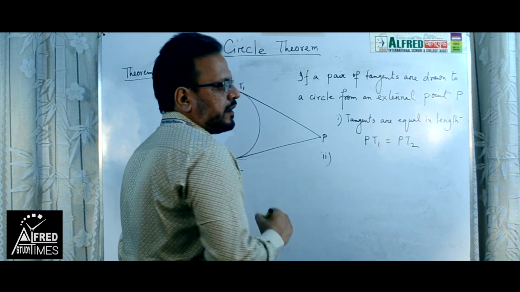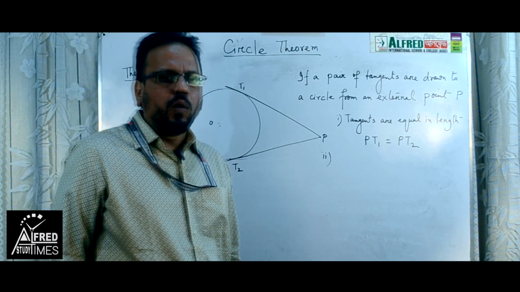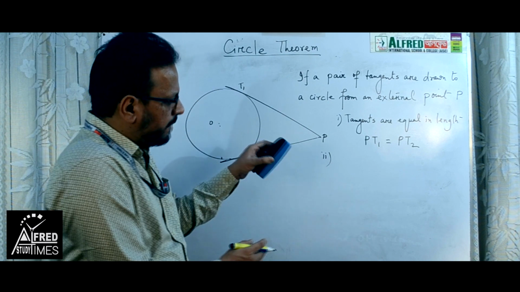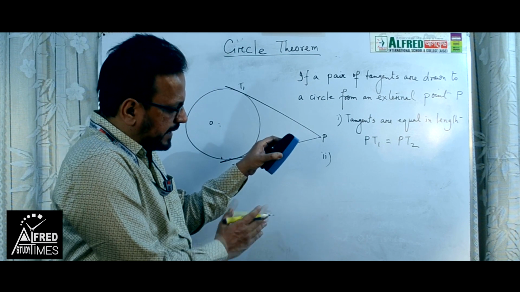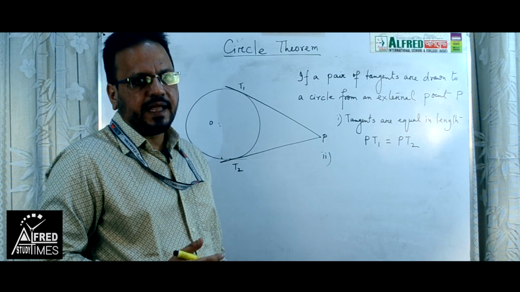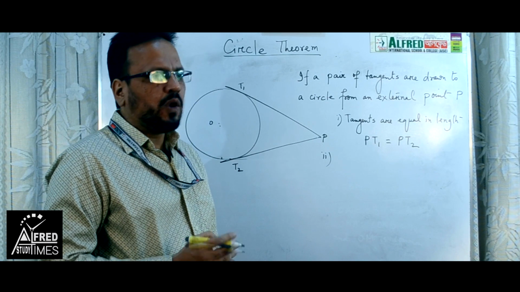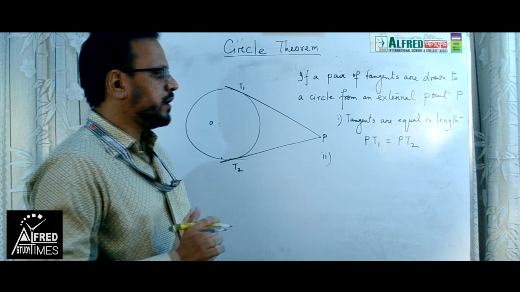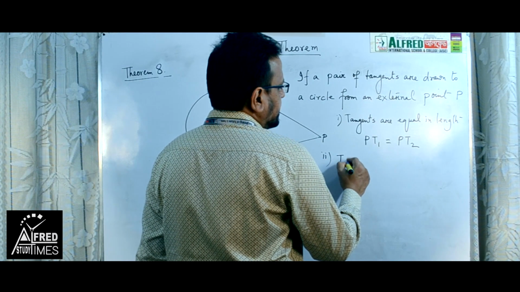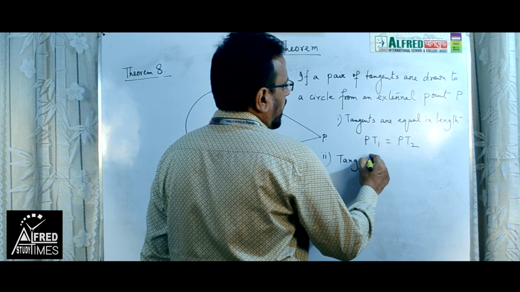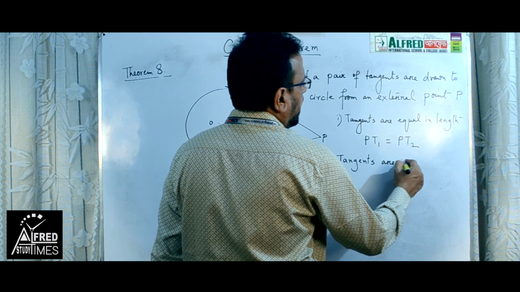Second, tangents are equally inclined. Suppose inclined something, if I place something like this, the angle it forms, that is the inclination angle. So it is equally inclined, the slopes are equal. Tangents are equally inclined.